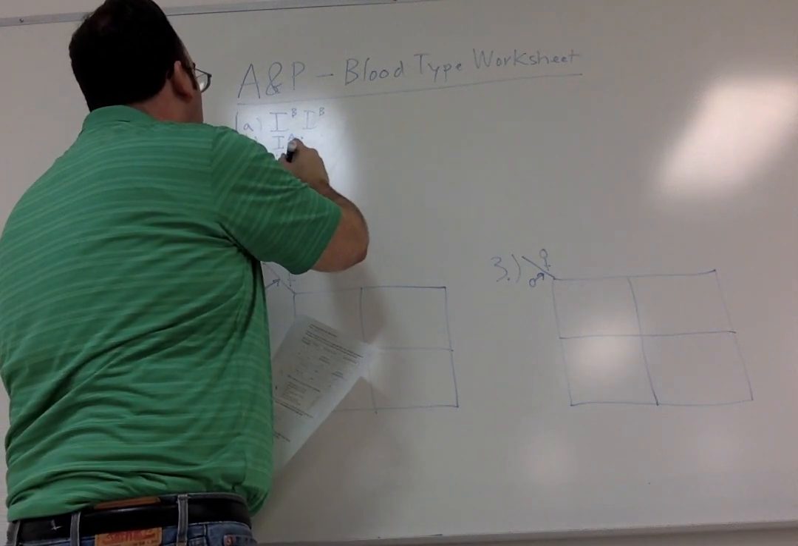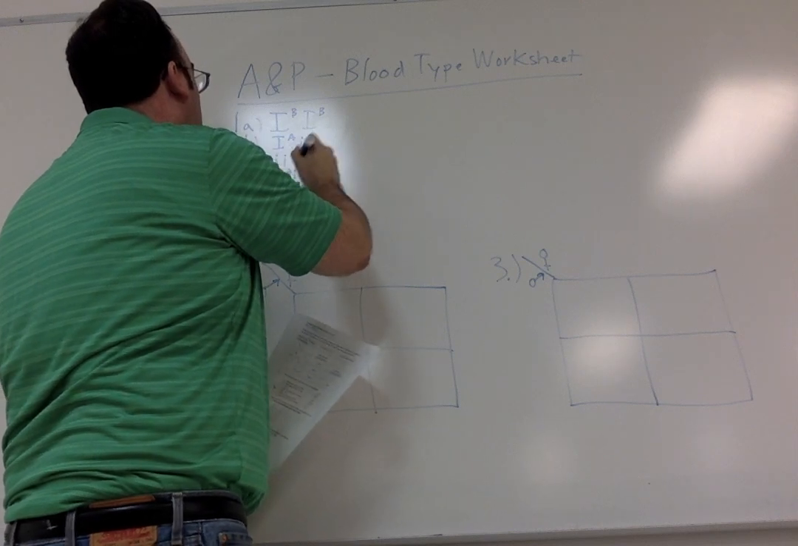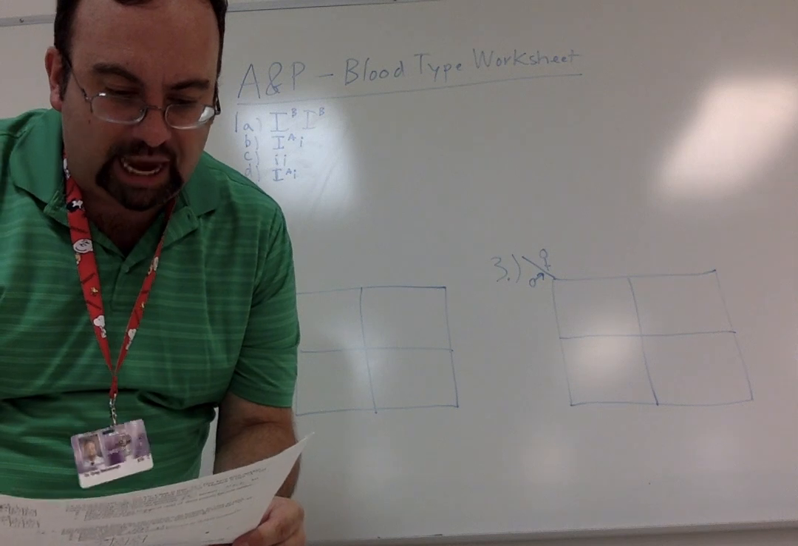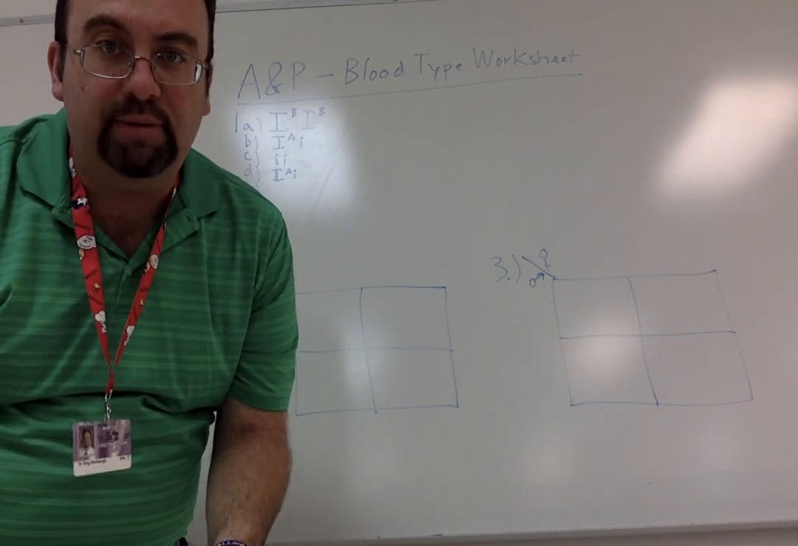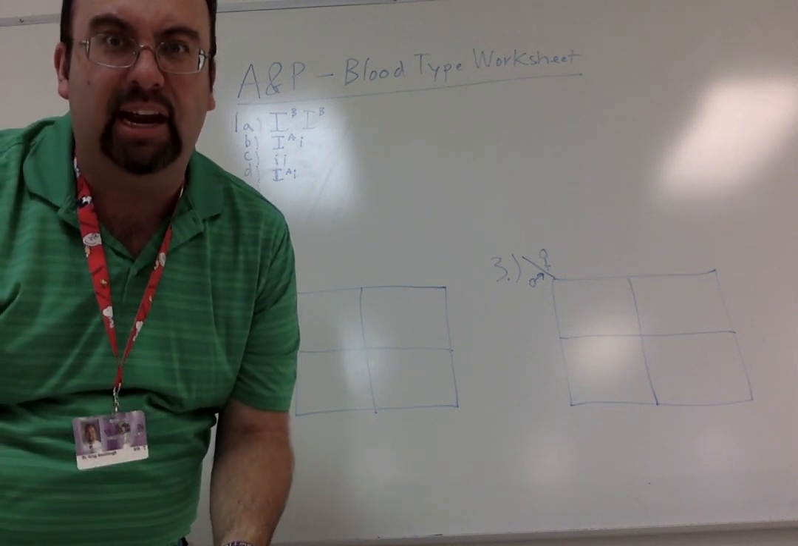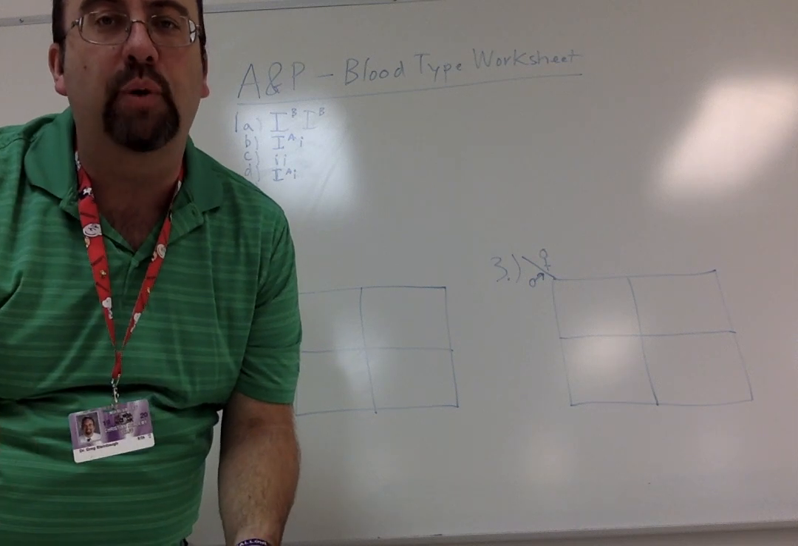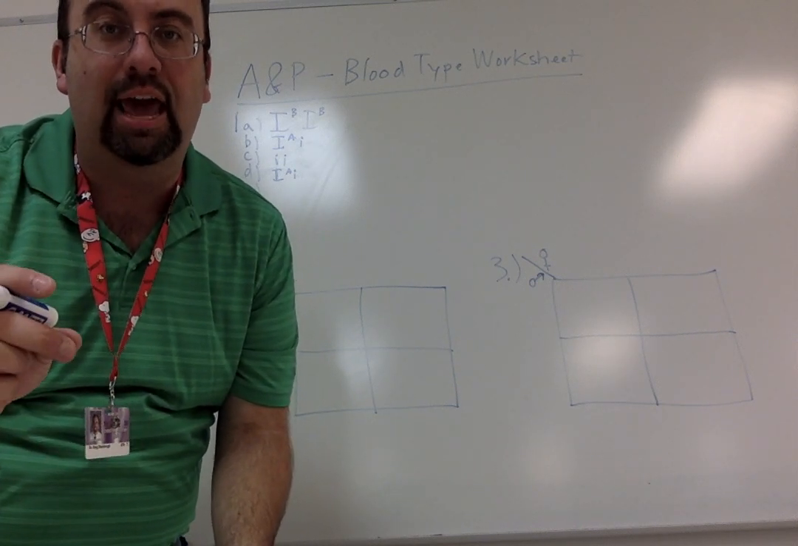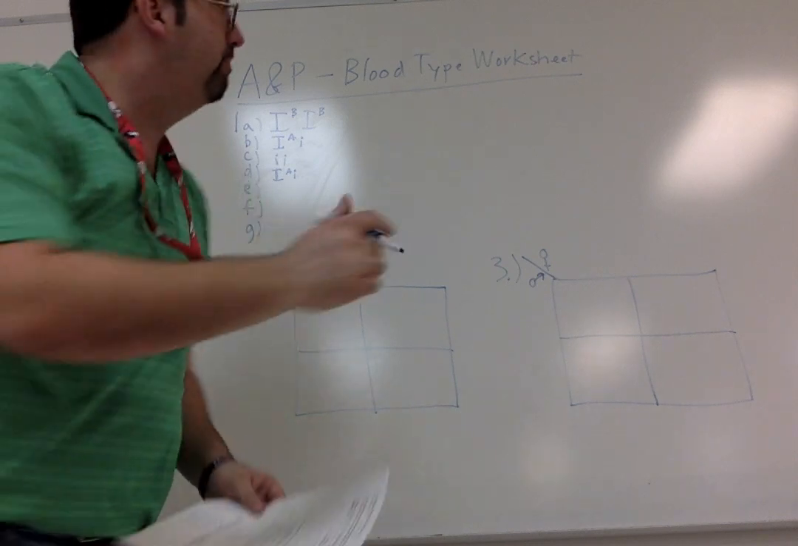All right. Next, we're going to look at somebody who is type AB blood. Somebody who has type AB is going to have an A allele and also a B allele. We can symbolize that using I capital A, I capital B.